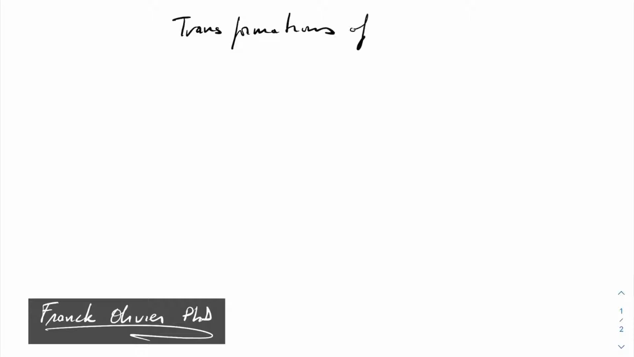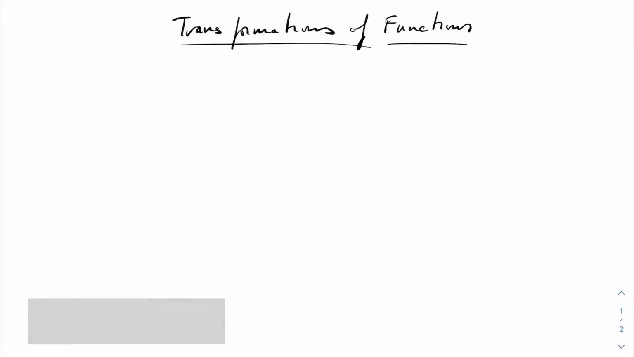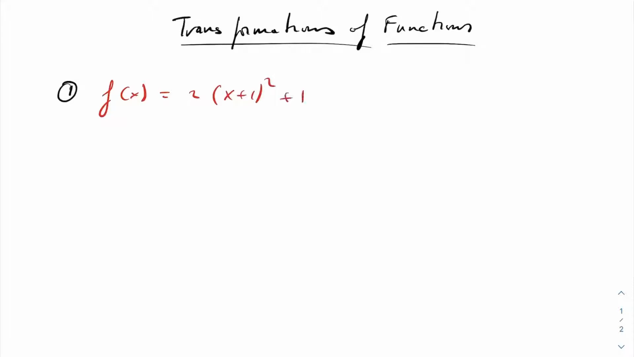Today I'm going to show you the step-by-step process on how to draft a function given its parent function. So the first function I have here is f of x equals 2 times (x plus 1) squared plus 1. As you can see, the parent function, or the basic function that this function came from, is the x squared function.